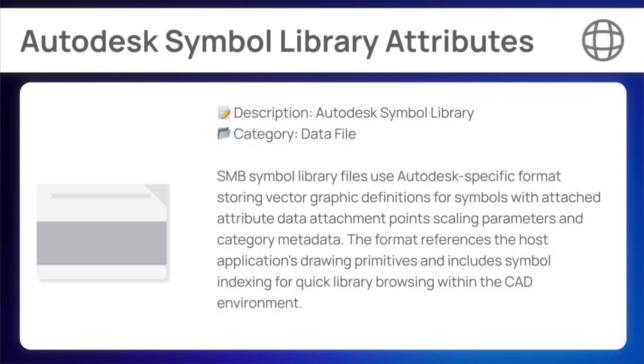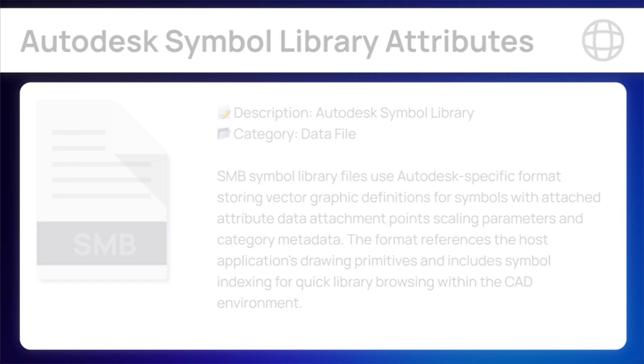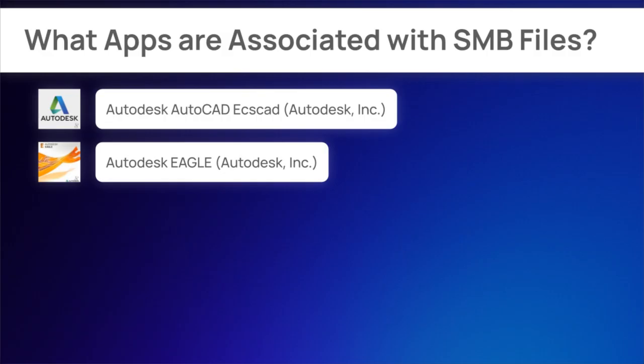SMB symbol library files use an Autodesk-specific format, storing vector graphic definitions for symbols with attached attribute data, attachment points, scaling parameters, and category metadata. The format references the host application's drawing primitives and includes symbol indexing for quick library browsing within the CAD environment. Windows registers the SMB file as an opener for Autodesk AutoCAD XCAD, developed by Autodesk Inc.